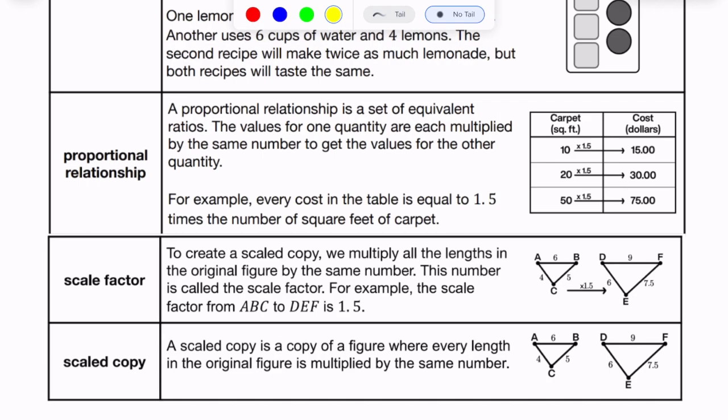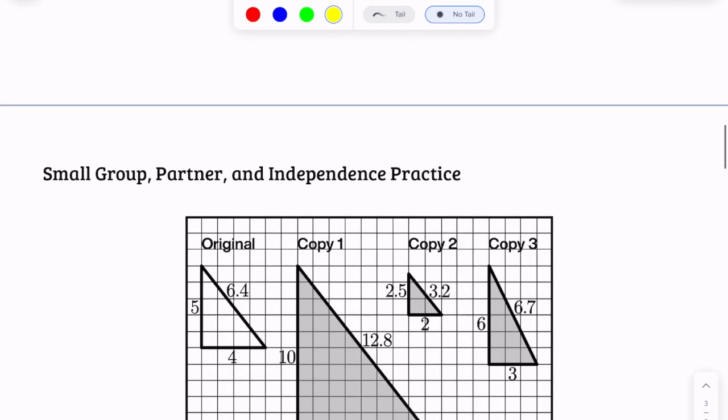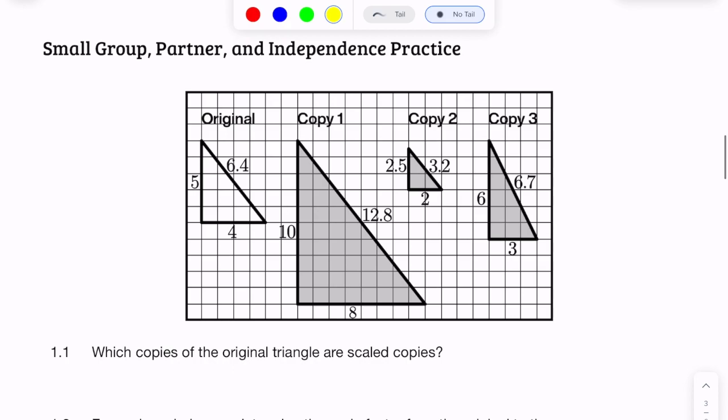Okay, so to create a scaled copy, we multiply all the lengths in the original figure by the same number, and this is called the scale factor. So you can see some examples there. Then we get into the small group partner and independent practice problems, and these are really going to mirror some of the questions on the quiz.